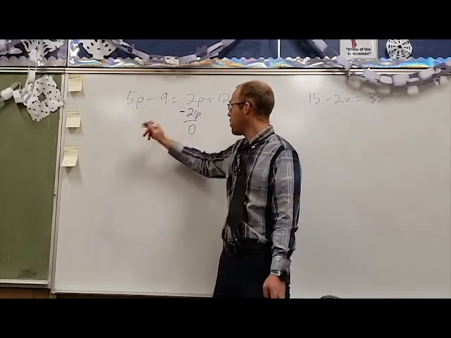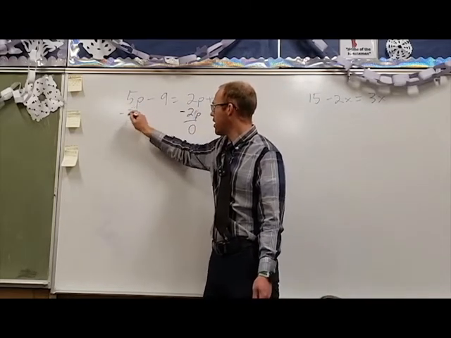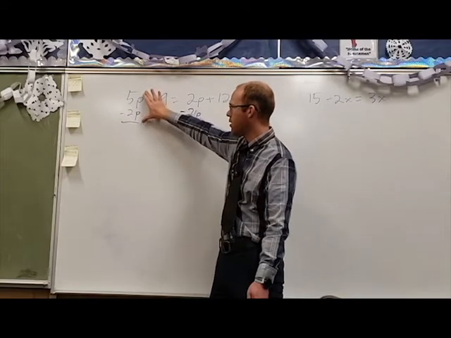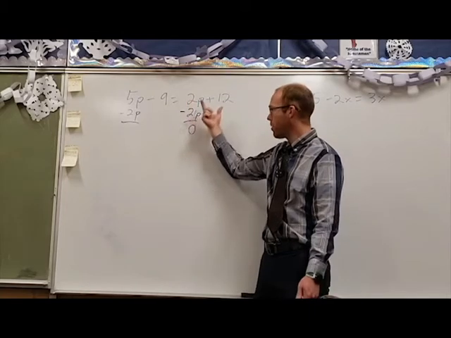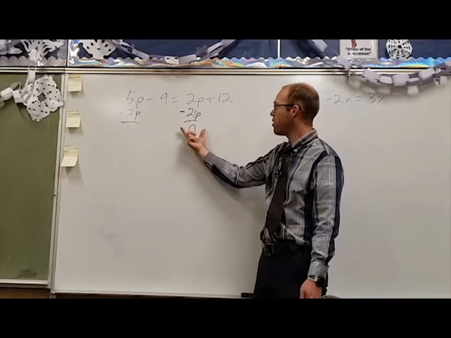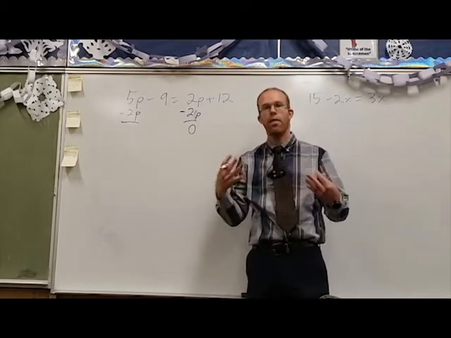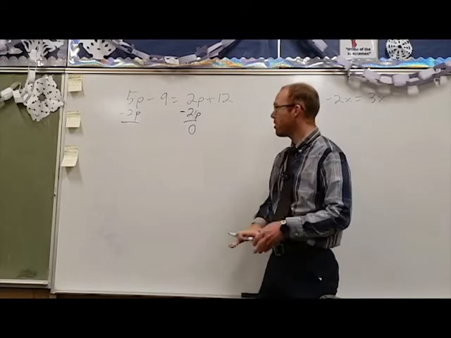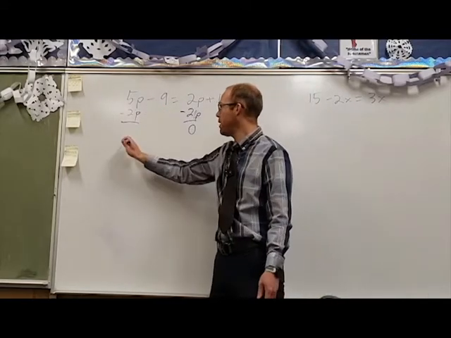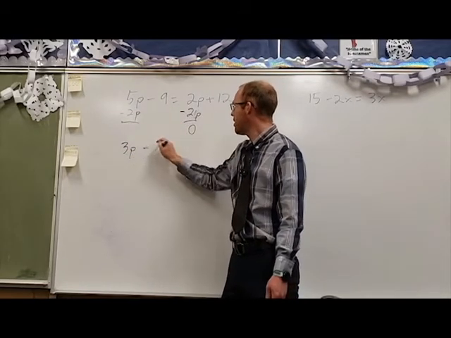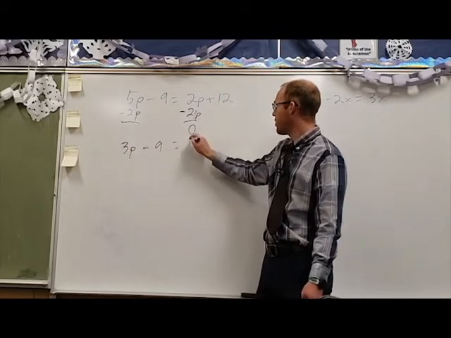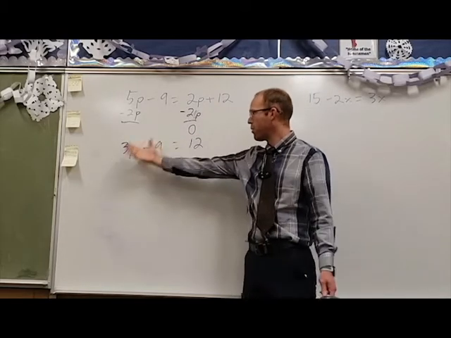And whatever I do to one side, I need to do to the other side, and now we can see that our like terms are together. So I am not going to choose to divide on this. I am going to choose to subtract because I want to eliminate this term completely. That's why we just had that last discussion. 5p minus 2p ends up being 3p. We still have this minus 9, and we still have the positive 12 over here, and now this looks like what we've been working with before.